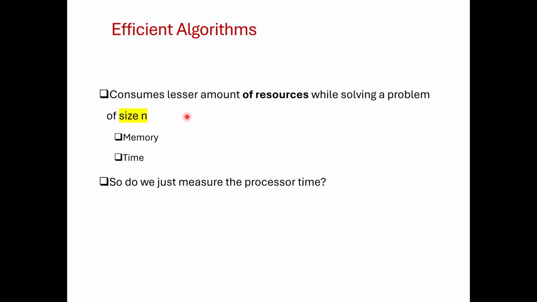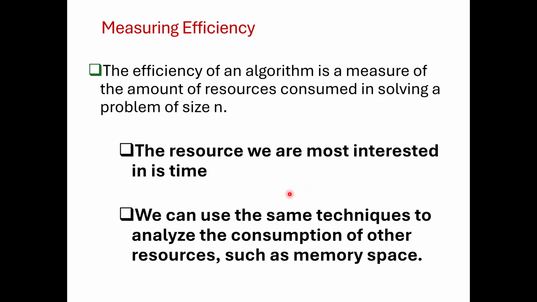So that leads us to the next question. How do we measure efficiency? How do we say Dr. Brown's algorithm is more efficient than Kufumianu's algorithm? How do we come to that conclusion? Now, the most obvious answer might be, so do we just measure the processor time and say one is better than the other? Let's find out if that is the case. Now, when it comes to measuring efficiency, we need to understand this, that the efficiency of an algorithm, as we are saying, is a measure of the amount of resources consumed in solving a problem of size n, right?